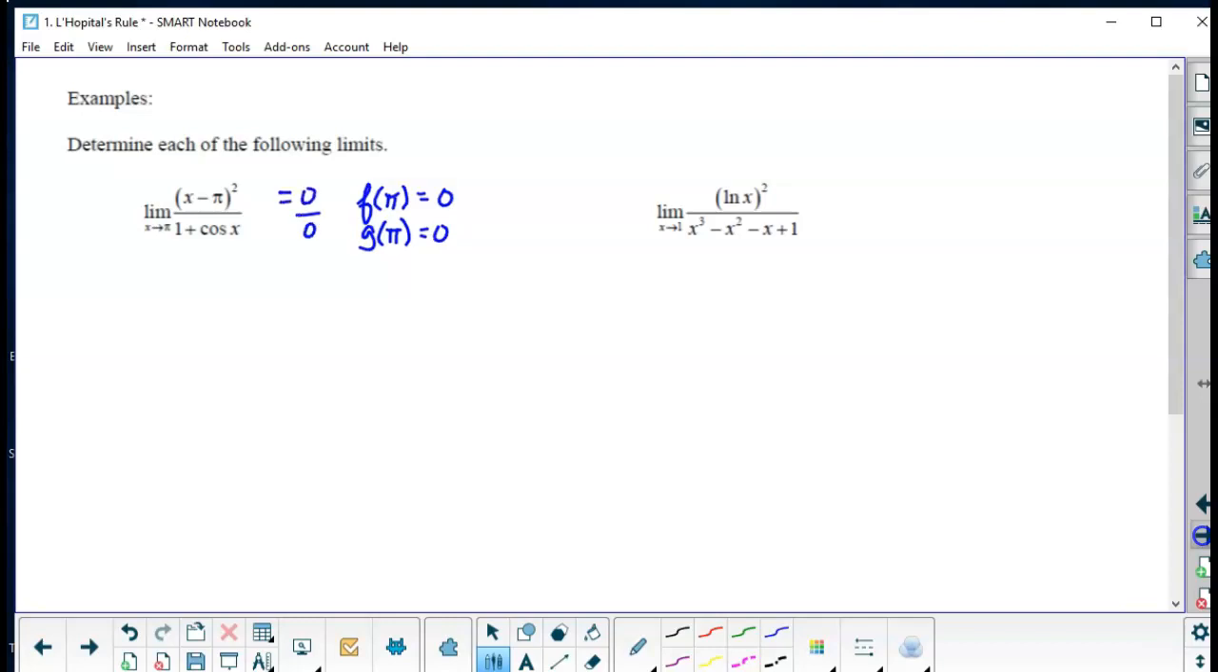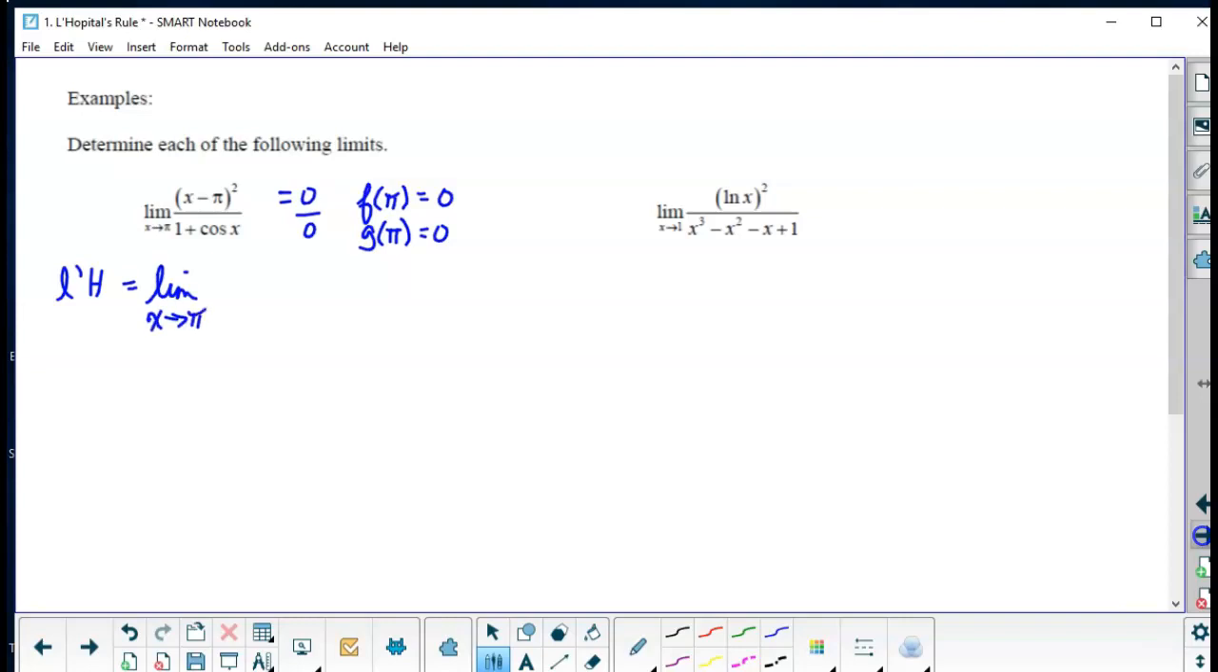Right now, 0 over 0. So let's use L'Hopital's rule. And oftentimes, when we do that, we just abbreviate to show in our work that that's what you're doing. So L apostrophe H. So limit as x approaches pi.